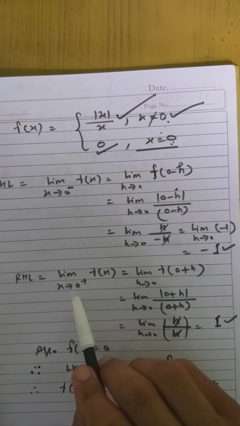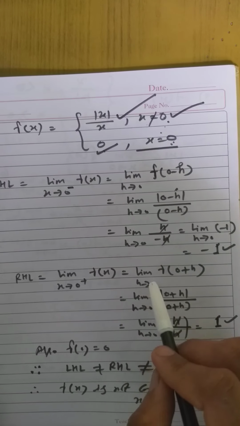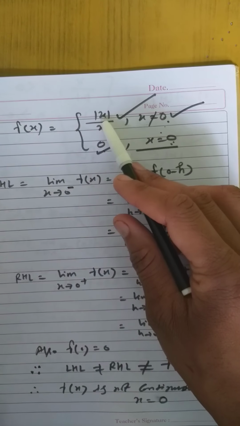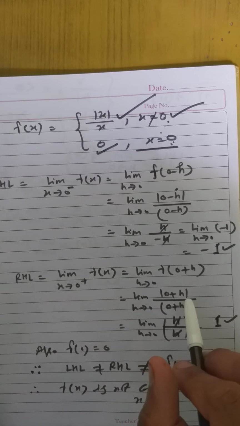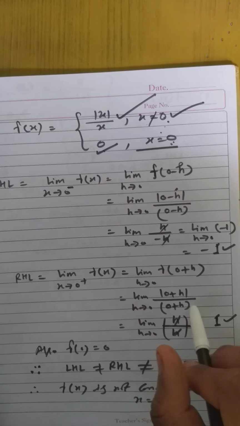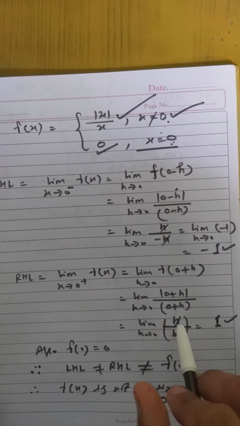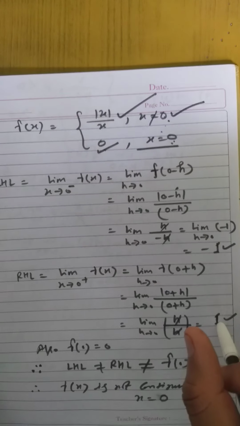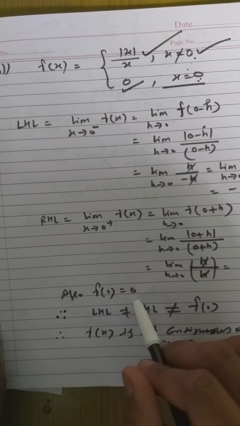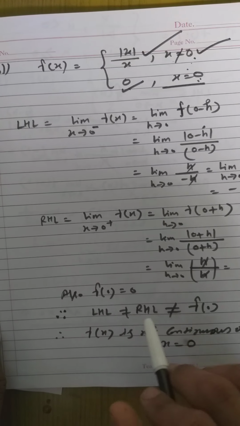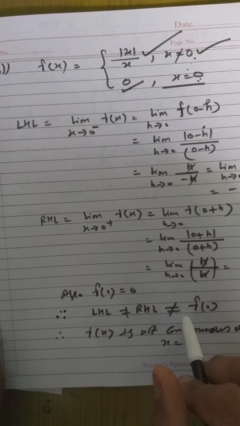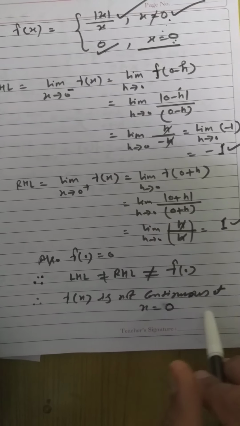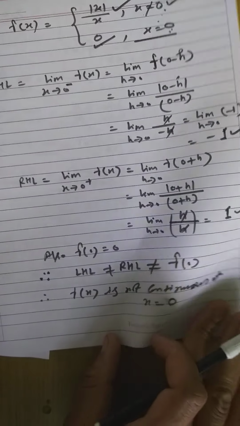Right hand limit, x tends to 0 positive, f(x) equal to limit h tends to 0, f(0 plus h). In place of x, you will put 0 plus h, mod of 0 plus h upon 0 plus h. Mod of 0 plus h equal to h upon h, cancel, you will get 1. Also f(0) equal to 0. Since left hand limit not equal to right hand limit, not equal to value of the function, f(x) is not continuous at x equal to 0.